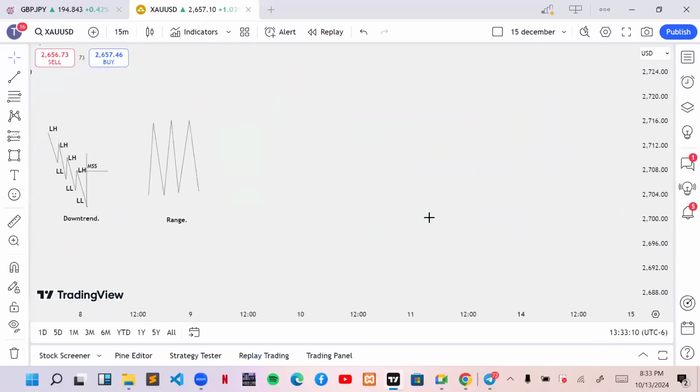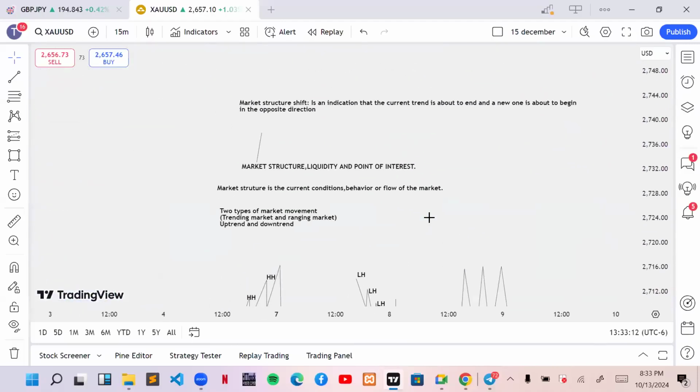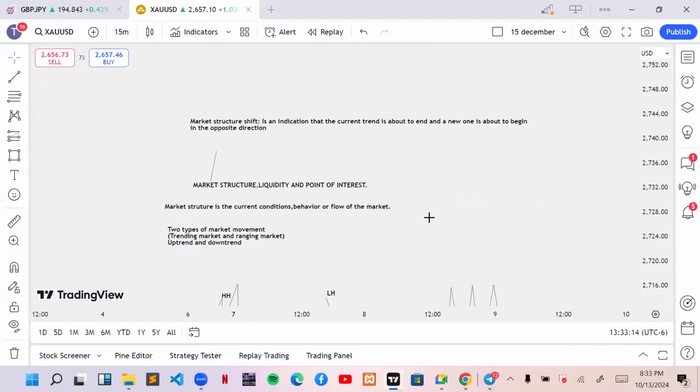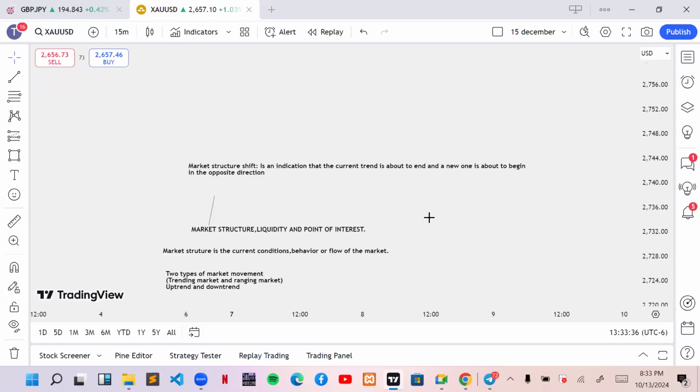Now, another thing I pay attention to in the structure part of this strategy is break of structure. There are two: market structure shift and break of structure. Market structure shift is an indication that the current trend is about to end and a new one is about to begin in the opposite direction. So in market structure shift, you're taking a trade in the opposite direction. But the difference between it and break of structure is that in break of structure, you're still going to be taking a trade in the current direction that the market was trending before.